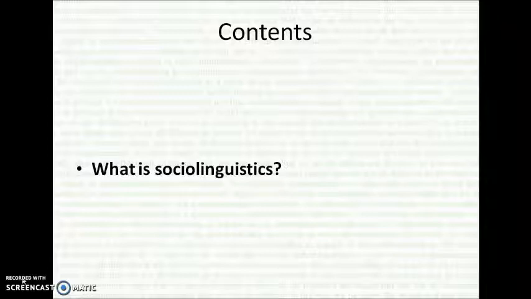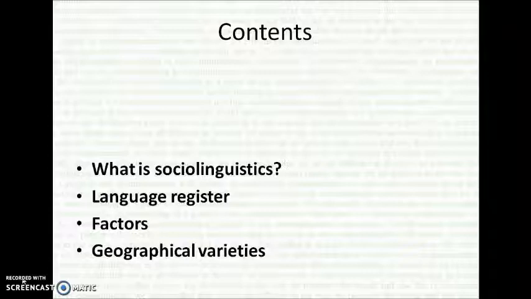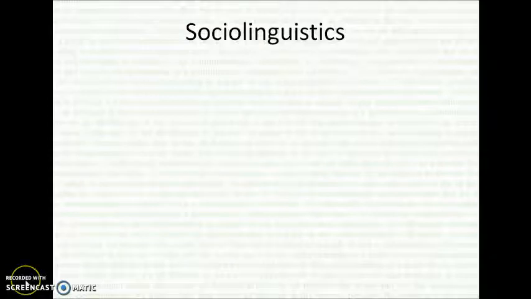Today we are going to talk about sociolinguistics. You will hear about what sociolinguistics is, then I'll talk a bit about language register and the factors that affect it, and finally we'll look at the geographical varieties of the English language with special stress on British and American English. First, let's look at the general definitions.